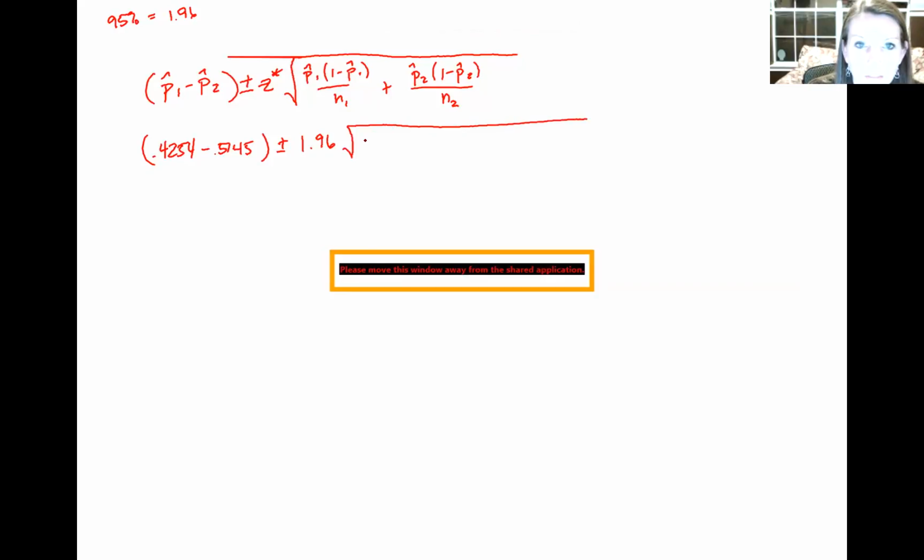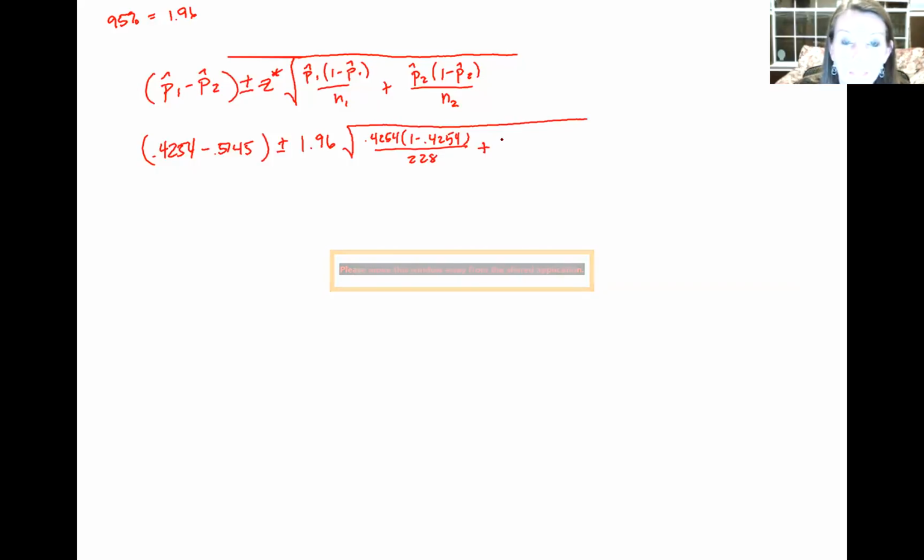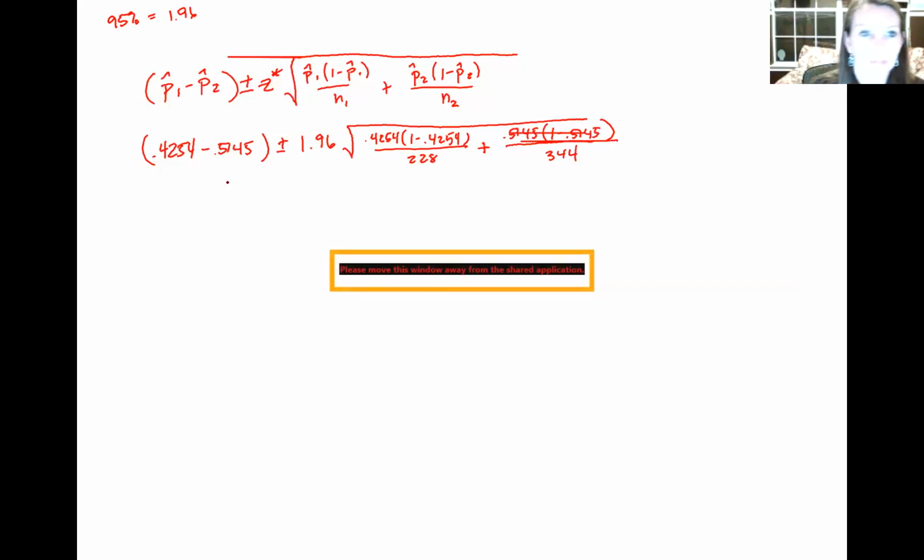Times the square root of 0.4254 times 1 minus 0.4254 divided by n1, which was 228, plus we have p hat 2, which was 0.5145 times 1 minus 0.5145, divided by 344. All right, now we're just going to work through the math here.